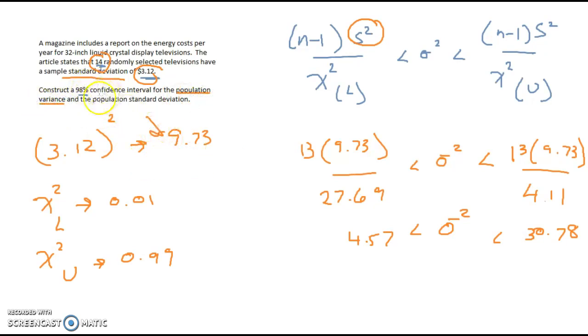The last bit is the population standard deviation. Once you've figured out the population variance interval, just take the square root. Take the square root of this, take the square root of this, and check your calculators, but it should be something like 2.14 on the lower end and 5.55 on the upper end. That would be our answer. These would be the ranges. So, one more problem, and that will be it.